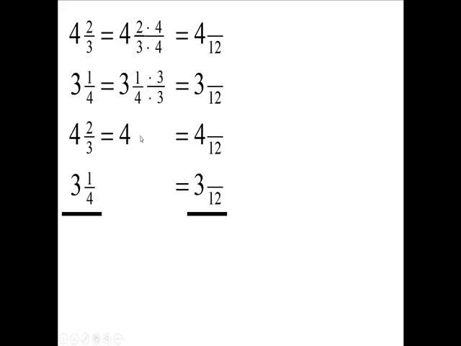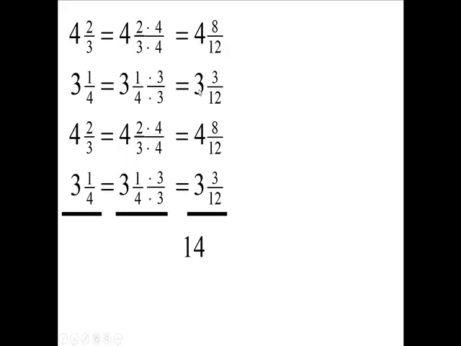Then we have our 4 2/3 again, which we're going to say 3 goes into 12 4 times. And then 4 goes into 12 3 times. Now 2 times 4 up here is 8. 1 times 3 is 3. 2 times 4 again, and 1 times 3 again. Now I'm going to add up. 4 plus 3 is 7, plus 4 is 11, plus 3 is 14.